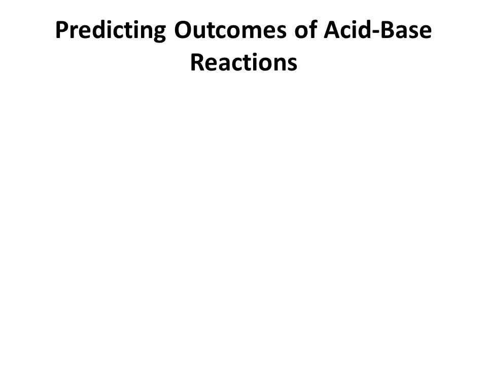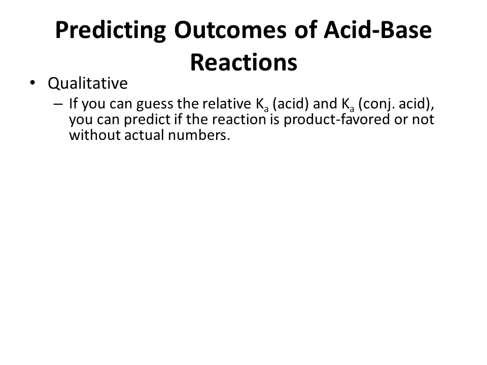In the real world, we don't have the pKa's of all of the organic compounds. It would be an enormous amount of work that is boring and nobody wants to do. And there are too many compounds that are made every single day. So what we want to be able to do is to qualitatively determine if the Ka of an acid is greater than, less than, or equal to the Ka of the conjugate acid. That's based on structure. So if you can guess the relative Ka of the acid and the Ka of the conjugate acid, you can predict if the reaction is product favored or not without actual numbers, just based on structure.